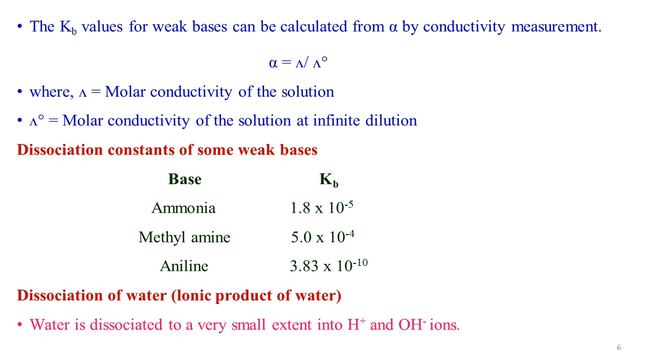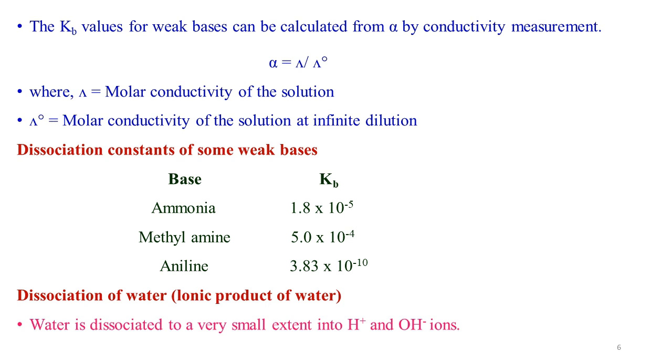Dissociation constants of some weak bases. Bases such as ammonia have a dissociation constant of 1.8 into 10 power minus 5. For methylamine, it is 5 into 10 power minus 4, and for aniline, it is 3.83 into 10 power minus 10.